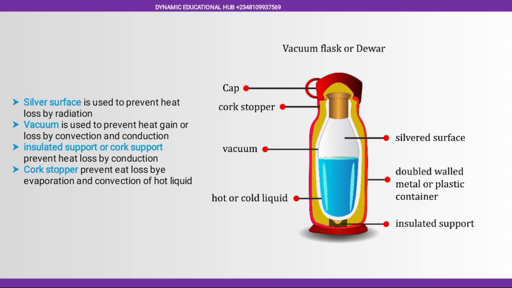Another thing is our vacuum flask. This diagram you are seeing here is known as what? Vacuum flask or Dewar. It's also known as thermoflask. And what are we using it for? We are using it to prevent heat loss or heat gain by our liquid. You have a flask to prevent heat loss or heat gain by your liquid. Very simple. Let's look at the parts of our flask.